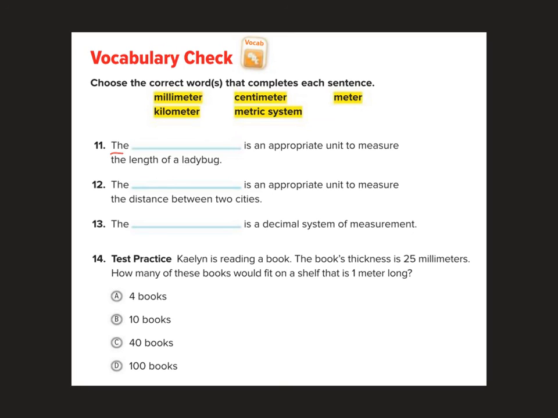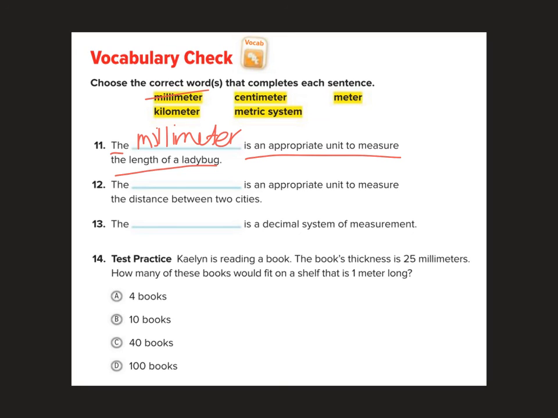The blank is an appropriate unit to measure the length of a ladybug. Ladybugs are tiny. I don't even know that they're the width of a finger, so I'm going to go with millimeters because that is the smallest unit of metric measurement. There might be a smaller nanometer or something like that, but that's the smallest one we're talking about. Let's go with that.